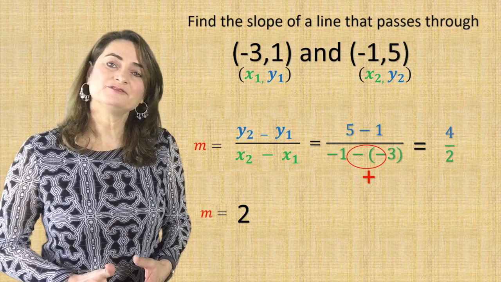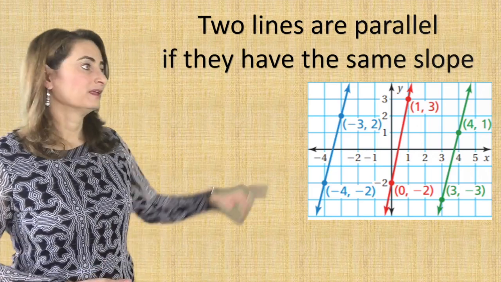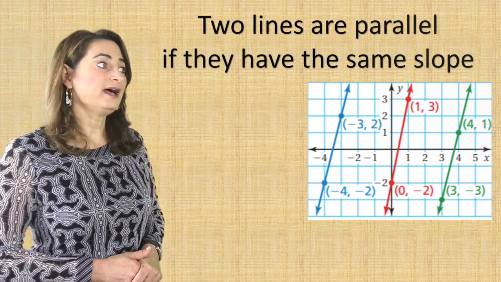Now, how can we decide if two lines are parallel lines? Two lines are parallel if they have the same slope.